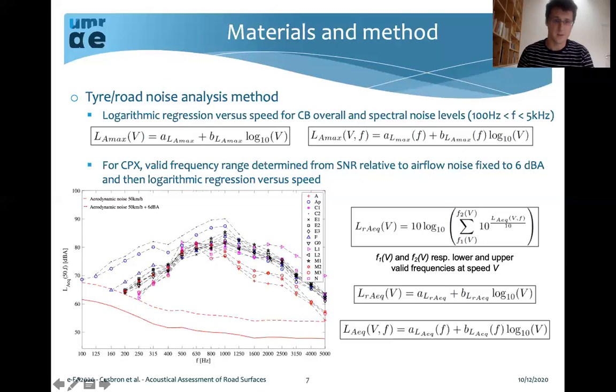So once we got these valid values, we can recompose the global noise levels on the valid frequency range F1 and F2 at speed V. And when we have these valid recomposed noise levels, we can do the same regression analysis of the overall noise levels, and in the frequency domain, we can do the logarithmic regression of CPX noise versus speed.